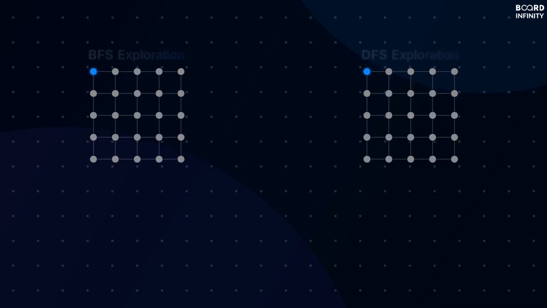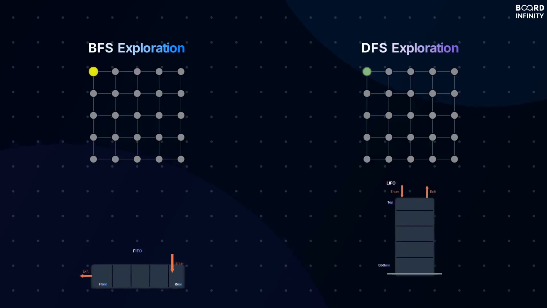To truly grasp the difference, let's visualize how each algorithm explores the same network. Notice how both start at the same node, setting the stage for their distinct journey. BFS systematically explores all neighbors at the current level before moving to the next level. This ensures that it finds the shortest path in terms of the number of edges, as it always processes nodes closest to the start first.